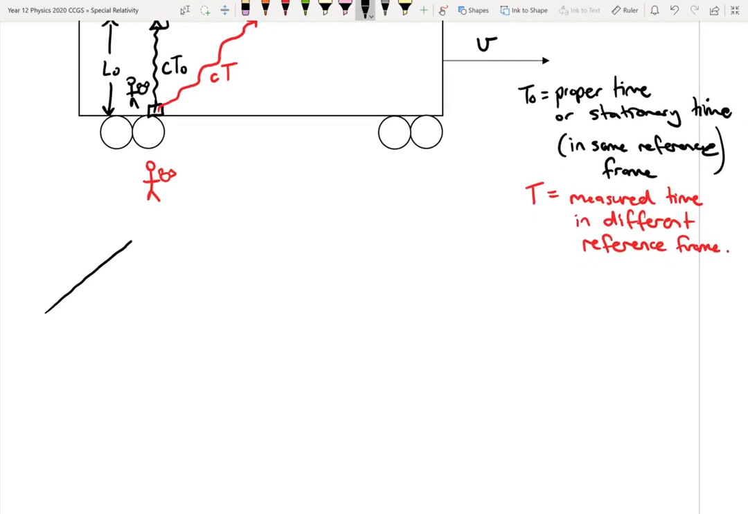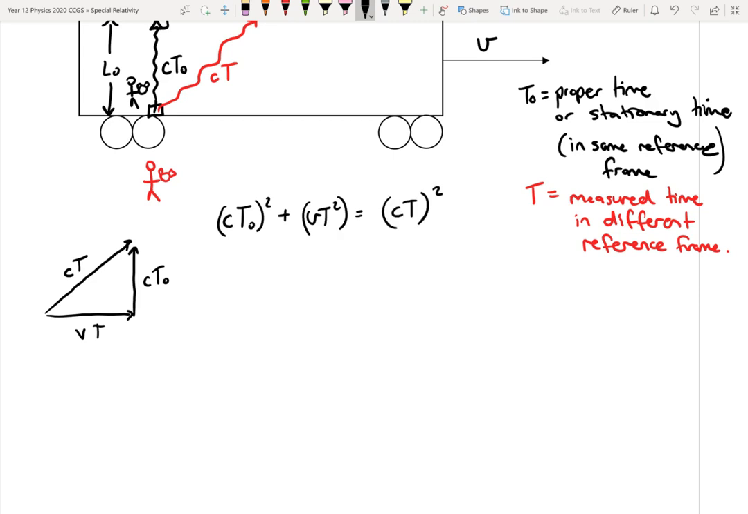Let's just redraw our triangle. We've got ct, we've got vt, and then we've got the t naught as ct naught. So, let's just square both sides. By the way, you do not need to show the derivation. I just think it's a nice little nifty thing to show from two different observations. So ct naught squared plus vt squared equals our hypotenuse squared. Okay, so c squared t naught squared plus v squared t squared equals c squared t squared.